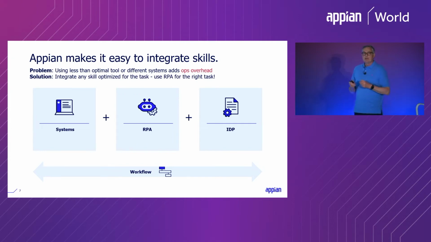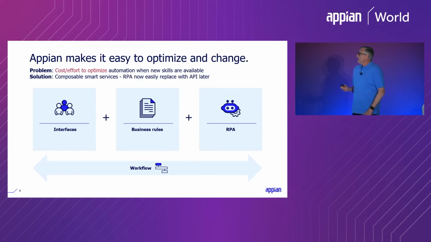So if you need document processing, use IDP. Don't use RPA for that. If you need, again, an API, if you have an API or a more modern system where we have a connected system, use that and not RPA. And then you can stitch them together to create your whole end-to-end process flow. And finally, you can think about digitization in an evolutionary way. You can optimize later. It is very easy to do.